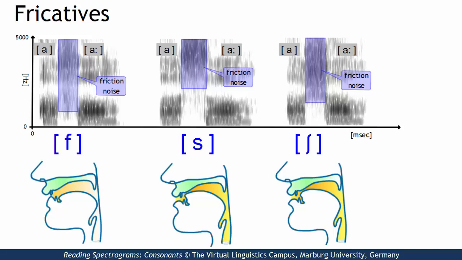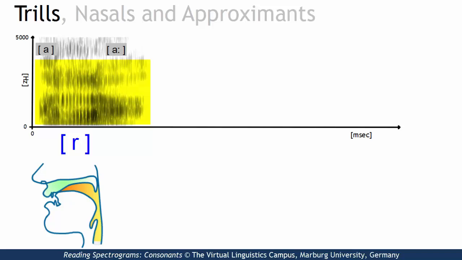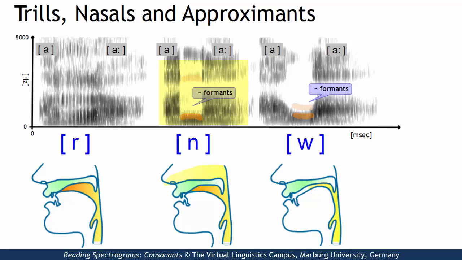Other consonants, such as trills like "ara," can be identified by regular patterns of vibration and small closures in between. Or they even have visible formant patterns like nasals such as "ana" or approximants like "awa." Yet, the formants are not as clear-cut as in vowels.